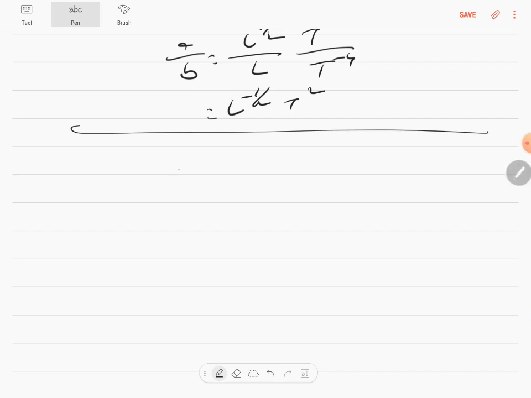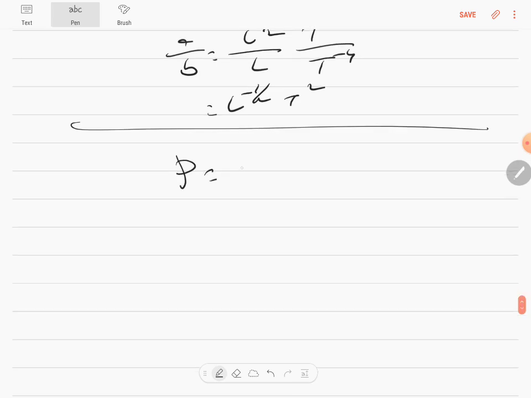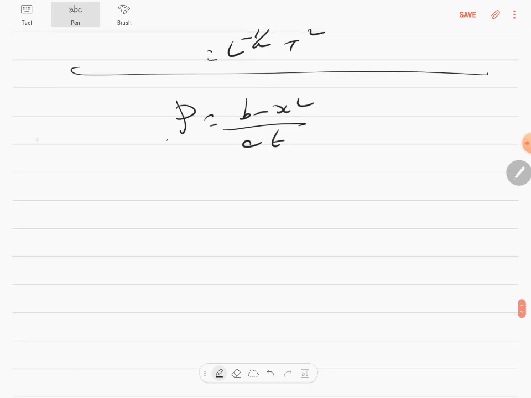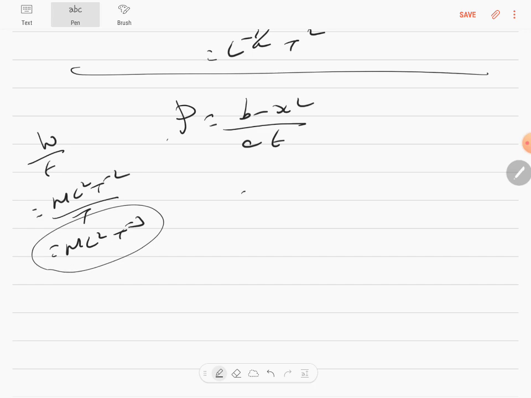Supposing there's this question about power. Please read whether it's pressure or power. It's power. B minus x square by 8t. You have to find the dimensions of it, where A and B are constant. Power is the rate at which work is done, W by T, which is m L square t to the power minus 2 by T, which makes it m L square t to the power minus 3. Keep it on the left side and then come back here.